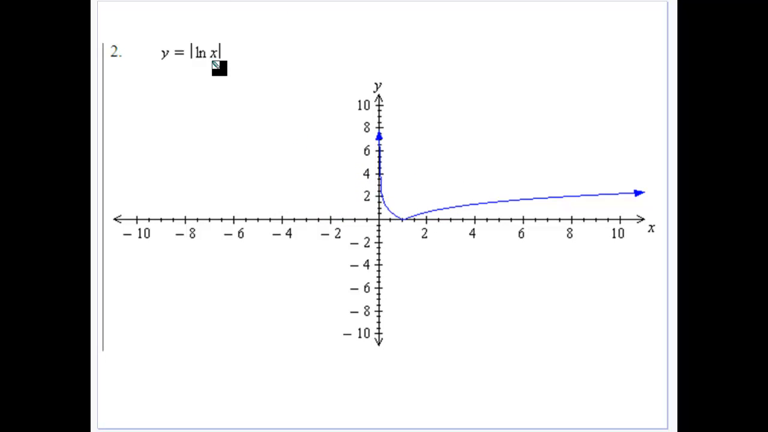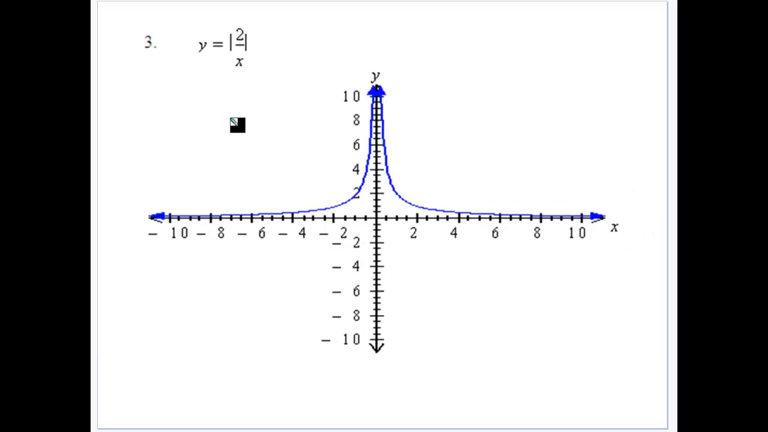An absolute value of natural log of x. So instead of coming up here and going smoothly there, it'll come down now sharply and bounce off in that direction. Absolute value of 2 on x, well, normally it'd be in the first and third quadrants, but now what's in the third quadrant gets reflected back up to the second quadrant.